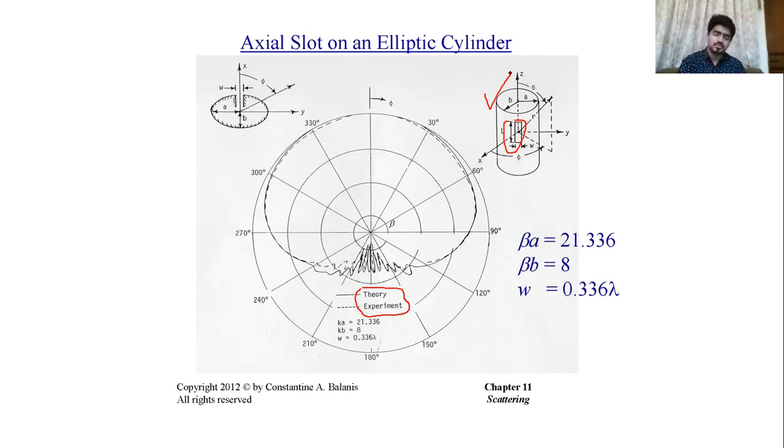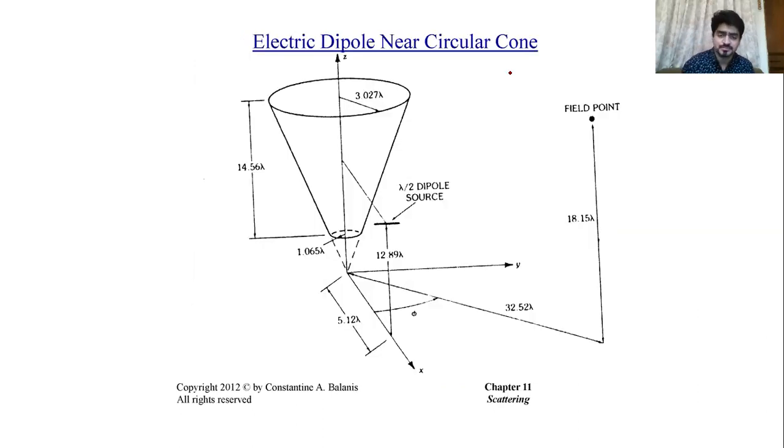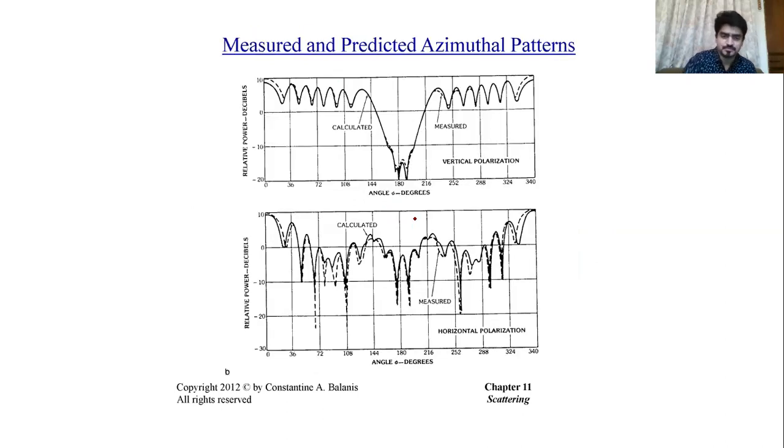When we try to solve those structures, circular cylinders, we use Bessel function and Hankel function. Similarly, Mathieu functions have to be used when we solve elliptical cylindrical structures. Then another case is where you have an electrical dipole placed near the conical structure, and these are the predicted and measured radiation pattern in the azimuthal plane.